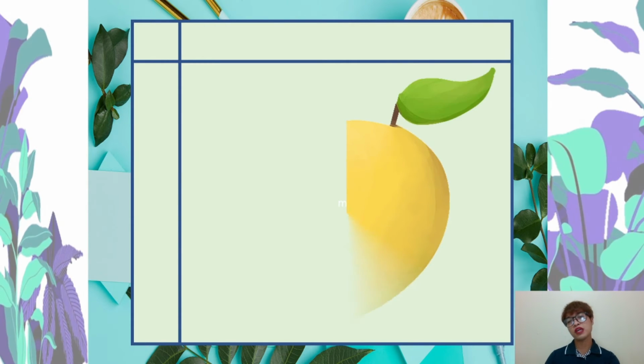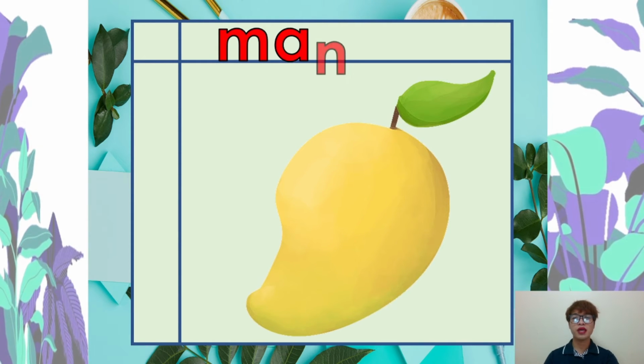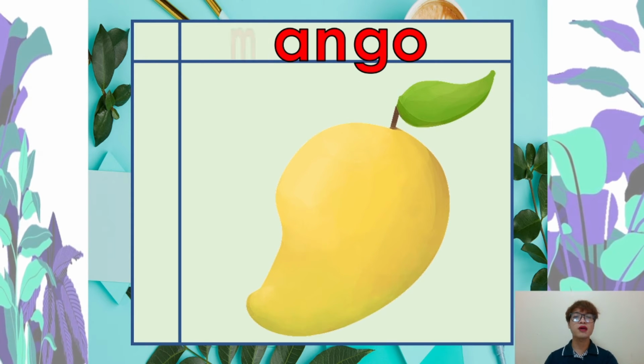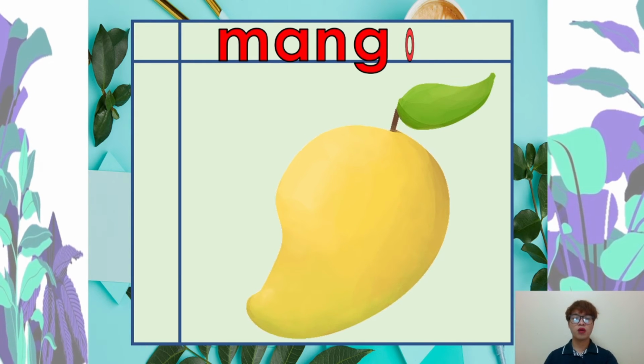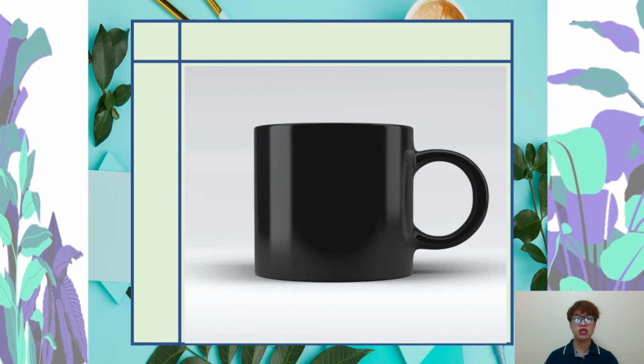We have here mango. Again, mango. M-A-N-G-O. Mango. Again, M-A-N-G-O. Mango. What is it? It's a mango. Again, it's a mango. Very good.